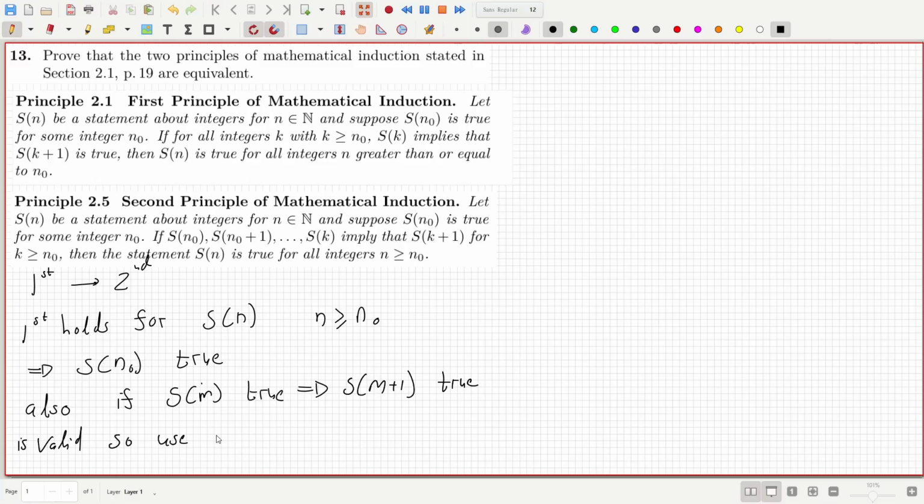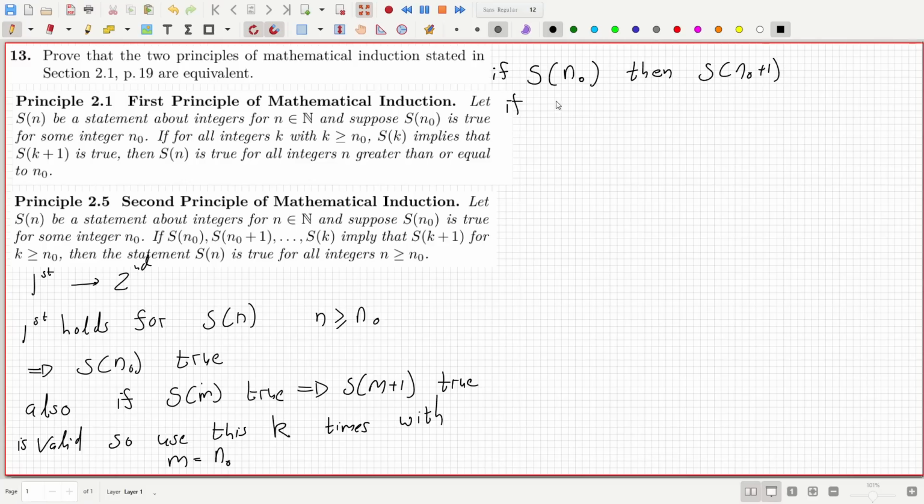So use this k times, with m equal n0. So we have if Sn0 is true, then Sn0 plus 1 is true. And then if Sn0 plus 1 is true, then Sn0 plus 2 is true, etc., until Sn0 plus k.